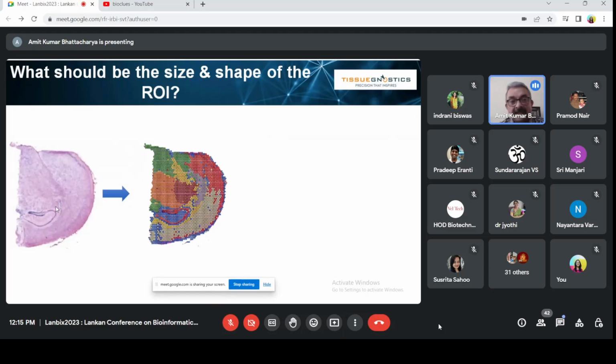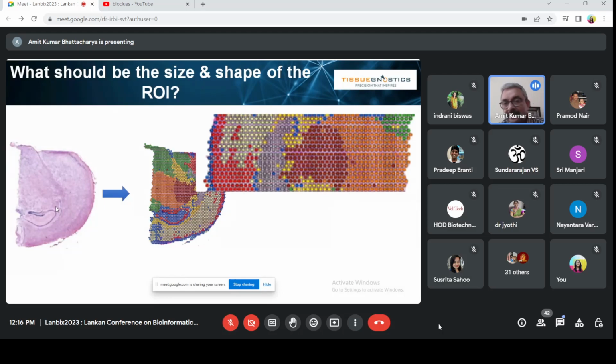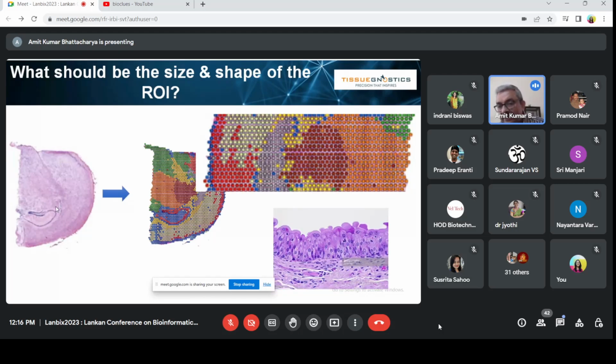On the left-hand side, we see a tissue. And on the right-hand side, we see that the same tissue has been arbitrarily broken up into geometrically equal spaces. If I zoom in, we see that these are very regular shapes. These shapes and sizes have no biological relevance, because when we look at cells, we find that cells have shapes and sizes which are different from each other. They're not regular, they're irregular. They have a native shape and a native size.